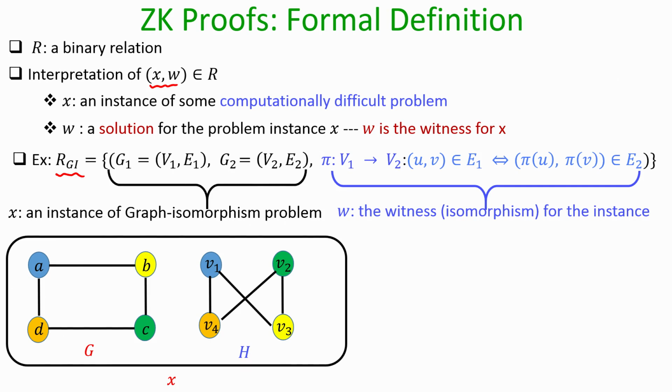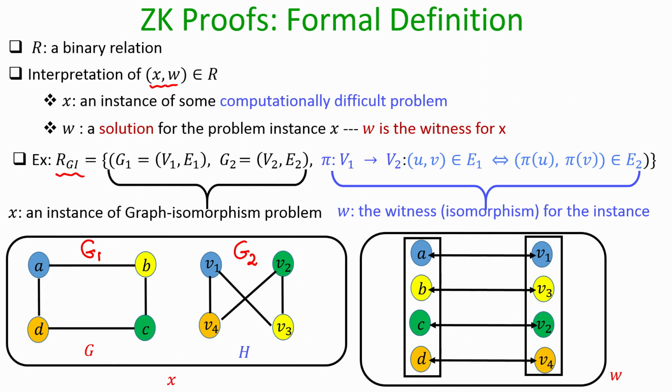For instance, if you consider these two graphs here, they are indeed isomorphic. The first graph is your graph G1 and the second graph is your graph G2. That is the x component of any x comma w which might be present in this graph isomorphism relation, and the corresponding witness with respect to this specific G1, G2 pair is nothing but the bijection from the vertex set of graph G1 to the vertex set of graph G2.